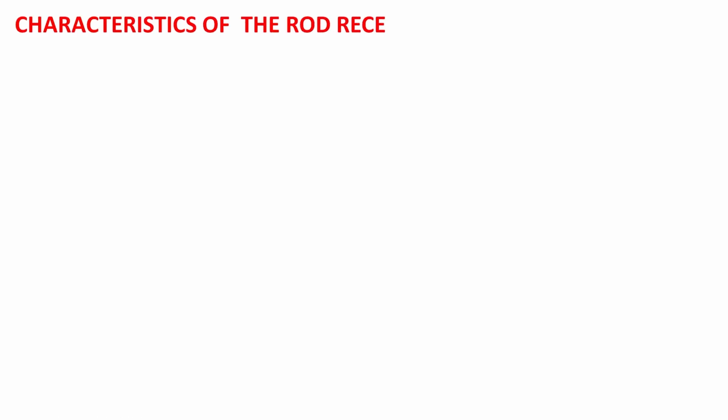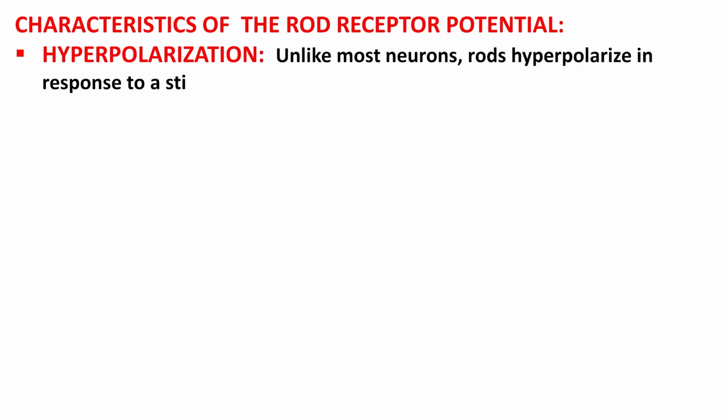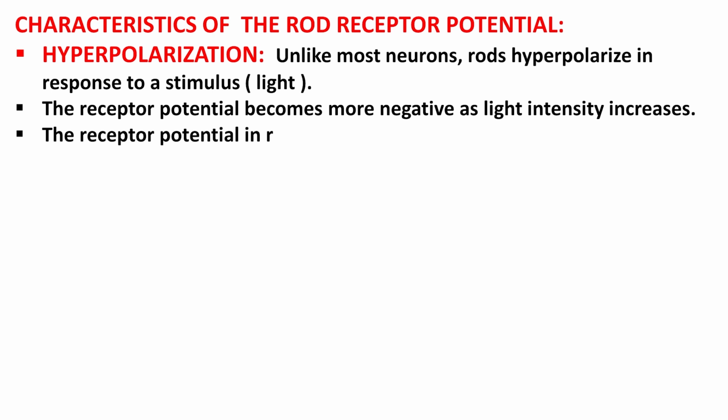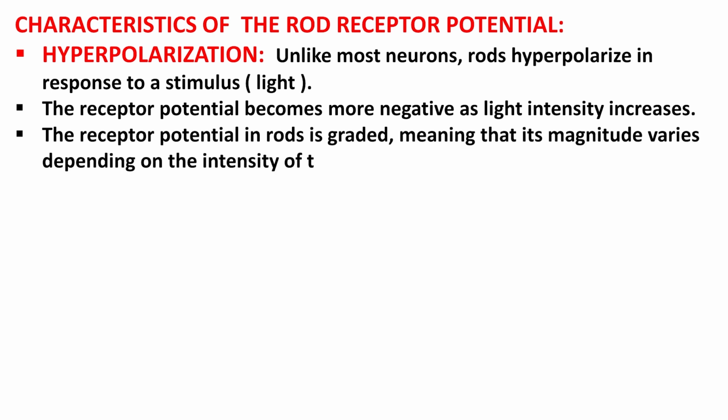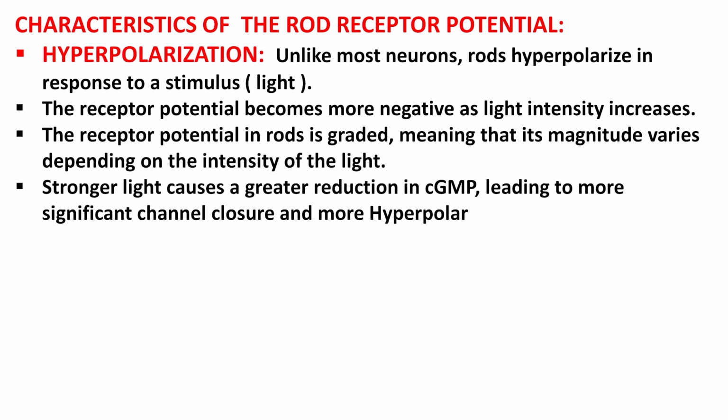Characteristics of the rod receptor potential. Hyperpolarization: unlike most neurons, rods hyperpolarize in response to a light stimulus. The receptor potential becomes more negative as light intensity increases. The receptor potential in rods is graded, meaning that its magnitude varies depending on the intensity of the light. Stronger light causes a greater reduction in cGMP, leading to more significant channel closure and more hyperpolarization.